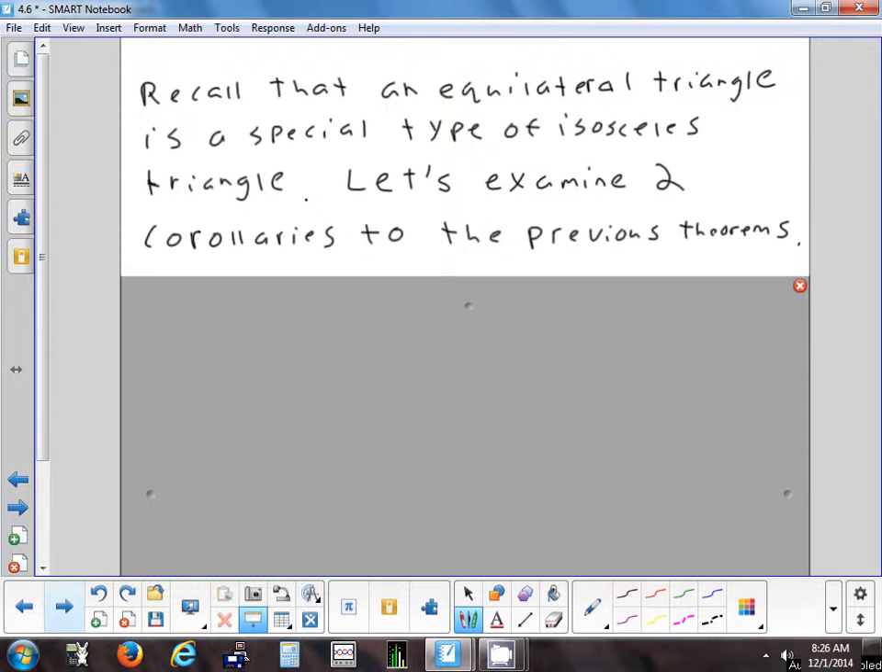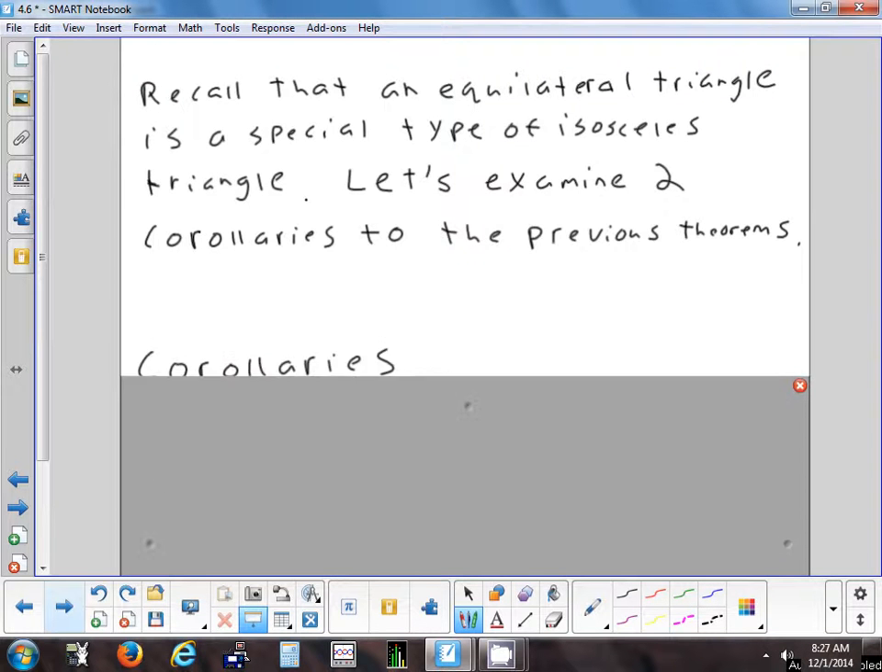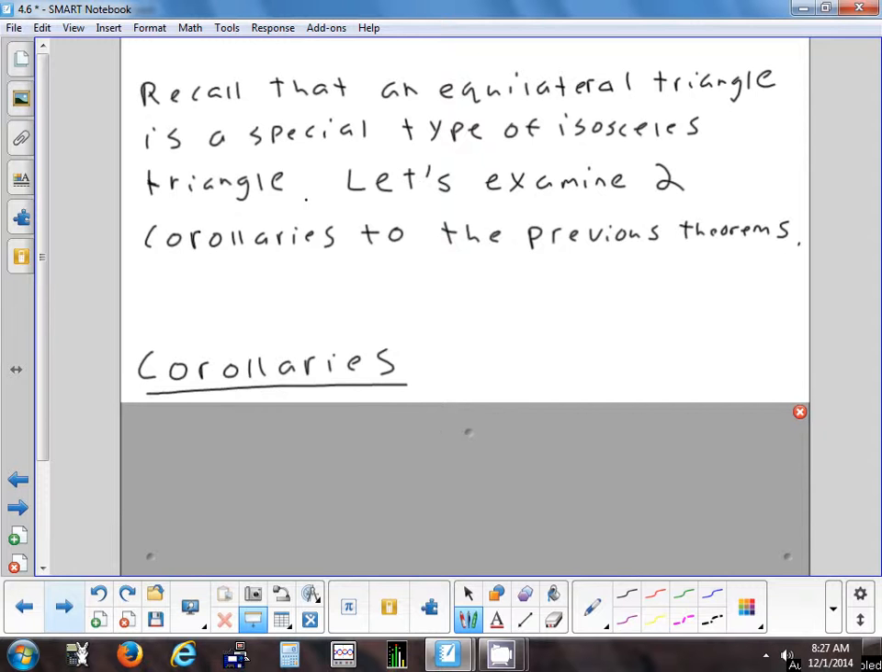Okay, so equilateral triangle. That's a special kind of isosceles triangle where all 3 sides are the same. So what is that going to mean? Based on the theorem that we just looked at, if all 3 sides are the same, what would the base angles theorem tell you? Yeah, all the angles are the same. Because we just said if all the sides are congruent, the angles opposite those sides are congruent. Well, if all the sides are congruent, all the angles are congruent.